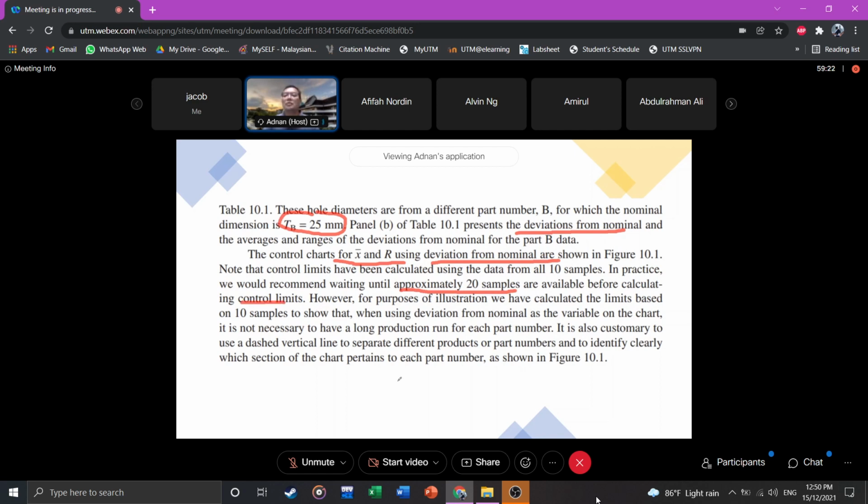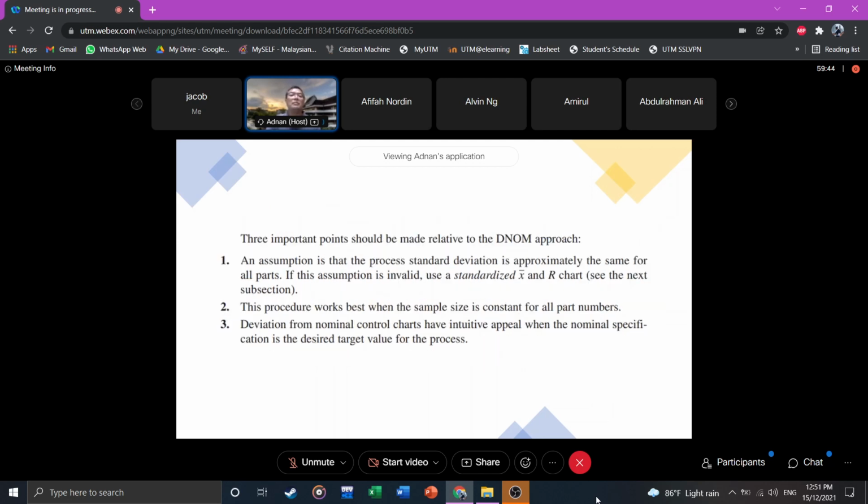In this example we just use 10 samples for the purpose of example only, but in practice we cannot have a control chart with less than 20. Normally minimum 20, and I said earlier 20 to 30, but good practice can be 25, not less than 20.